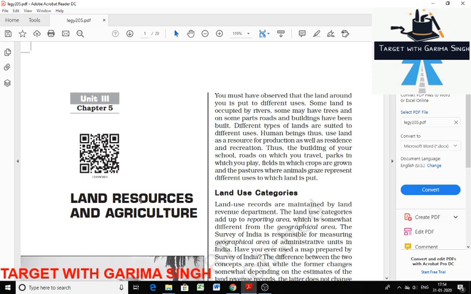Then we have discussed different types of cropping patterns, Kharif, Rabi, Zaid, and the different types of crops which are grown in the particular season. We have discussed the problems of the Green Revolution, its uses, and in which area it was introduced, that is the northwestern area. So we are done with this chapter.